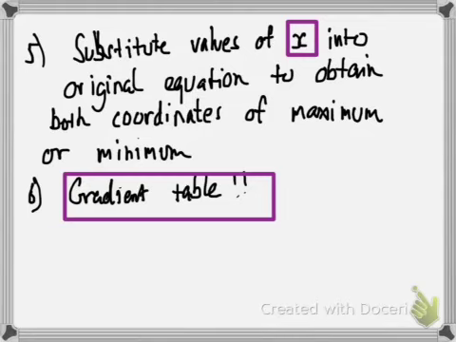Then you can substitute those values of x into the original equation to obtain both coordinates of the maximum and minimum. So once you've found the x coordinate, it might be time, for example, you put the value for time back into the original equation to find the population. And finally, you need to show a point as a maximum or minimum by using a gradient table.